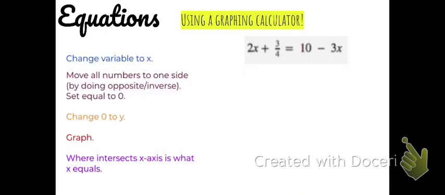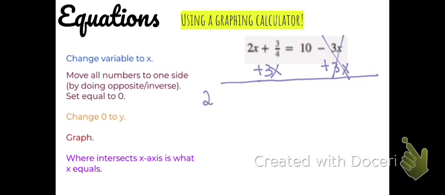Remember, to solve this by graphing, you're just moving everything over to one side. So I'm going to move that minus 3x to the other side by adding 3x to both sides. Remember, using this method, I'm not even going to worry about combining like terms or anything. I'm just going to leave the left side as 2x plus 3/4 plus 3x. That way there's less room to make any sort of arithmetic mistake.